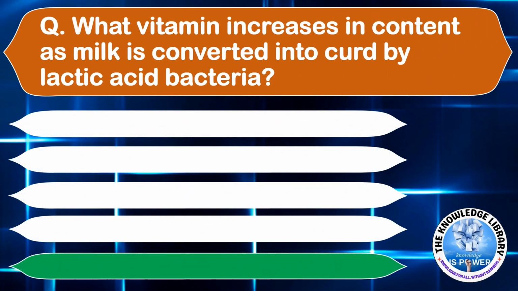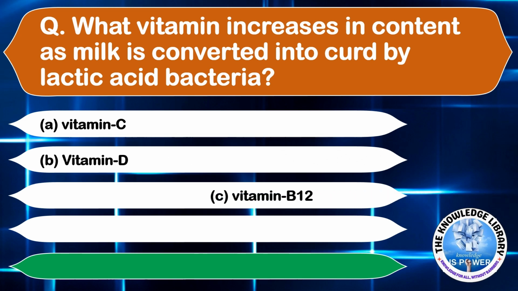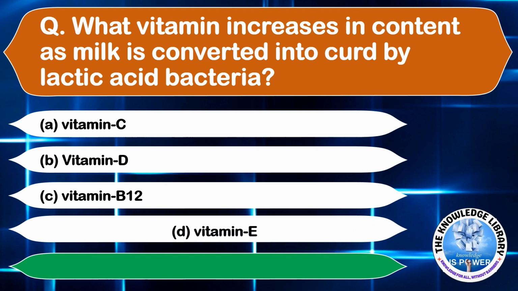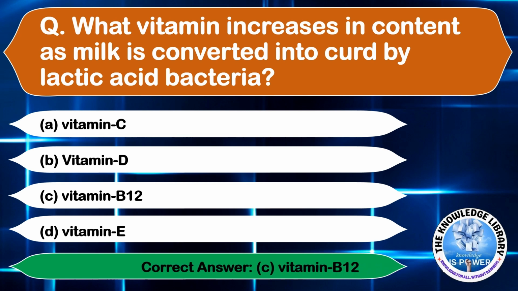What vitamin increases in content as milk is converted into curd by lactic acid bacteria? Option A, vitamin C. Option B, vitamin D. Option C, vitamin B12. And option D, vitamin E. The correct answer is option C, vitamin B12. Moving on to the next question.